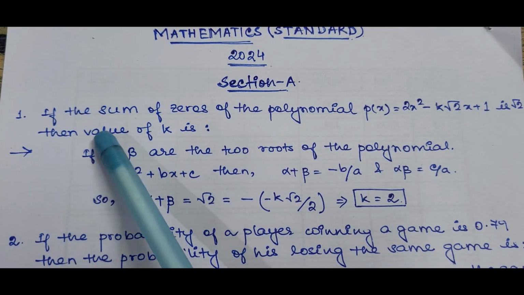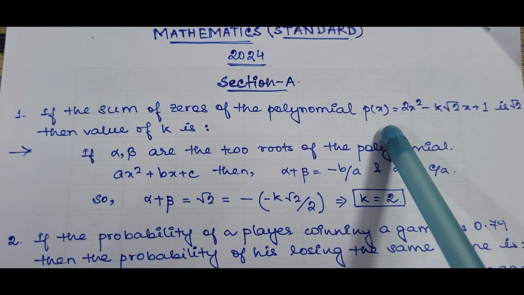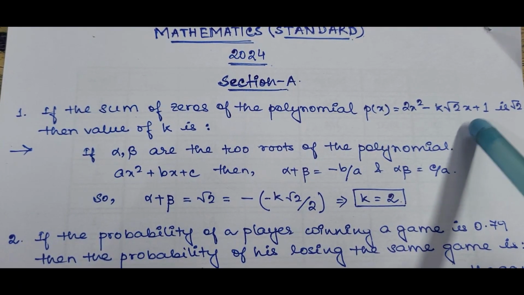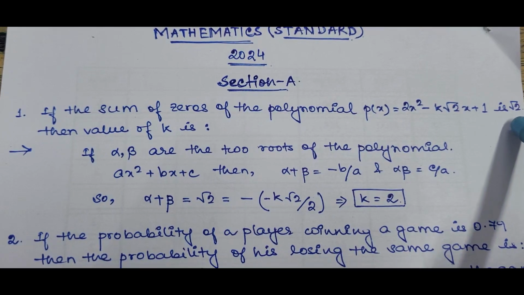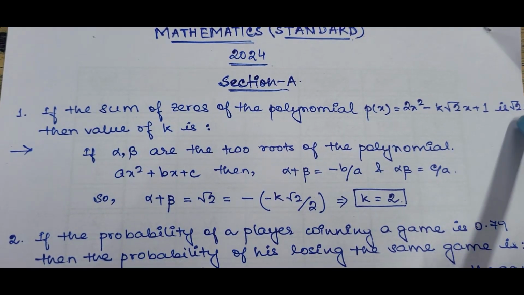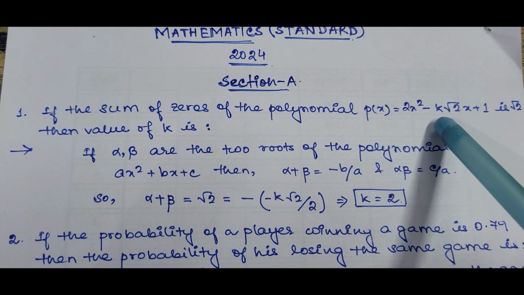It says that if the sum of the zeros of the polynomial p(x) equal to 2x square minus k root 2x plus 1 is root 2. That is, it says that if the sum of the zeros of this polynomial is root 2, then what is the value of this k given here?